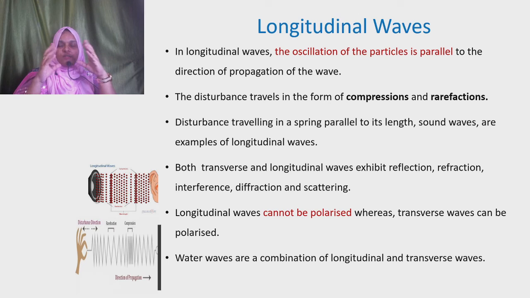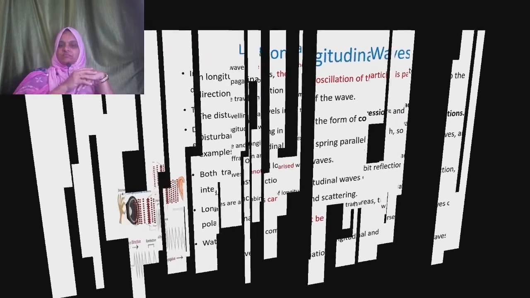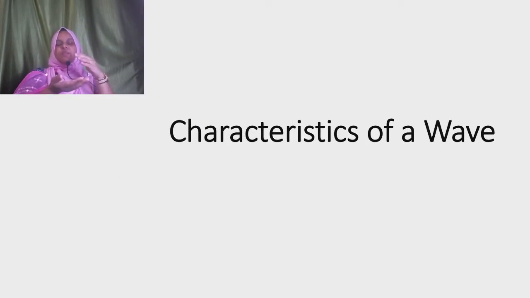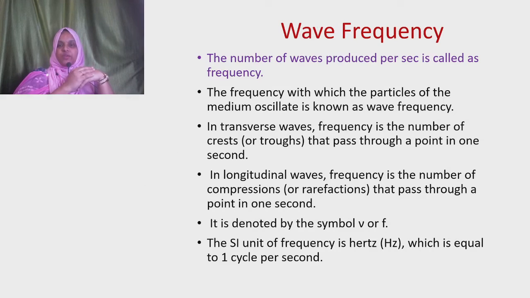Water waves are a combination of both longitudinal and transverse waves. Sound waves are also examples of longitudinal waves. Now we'll move on to the characteristics of a wave. What are the different characteristics of a wave?